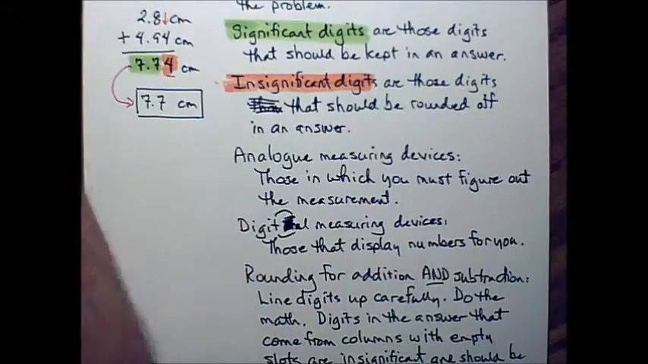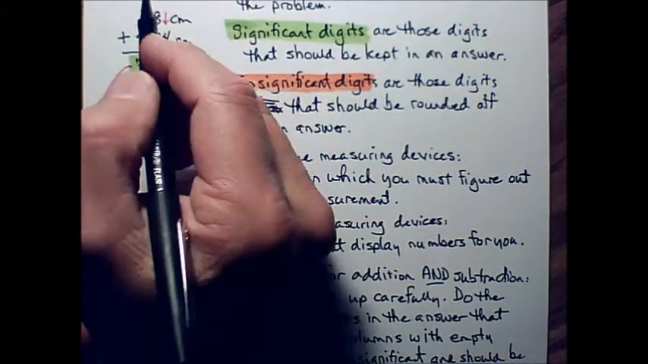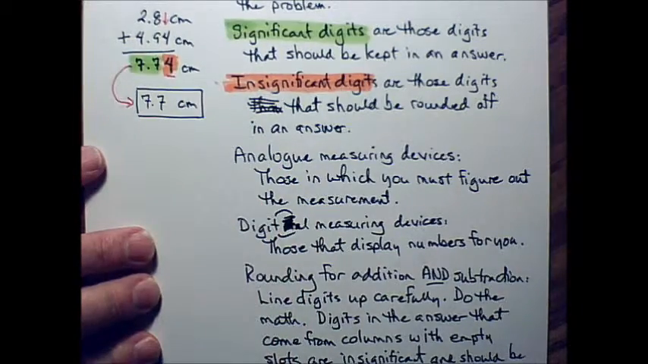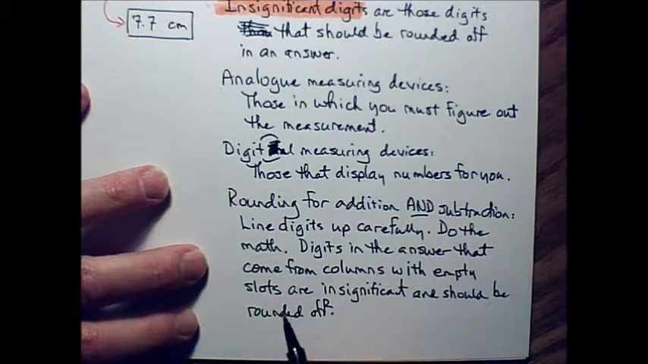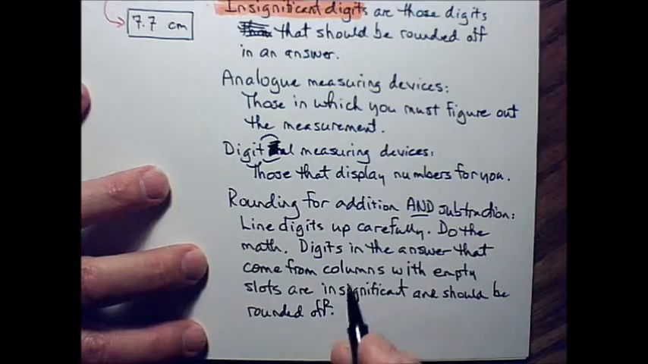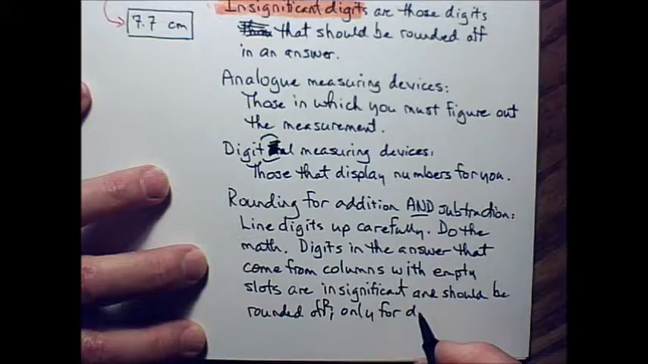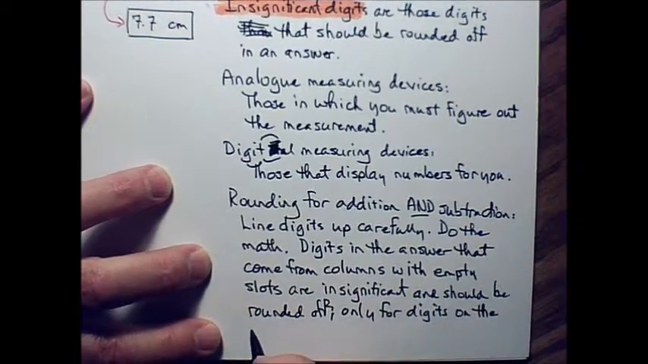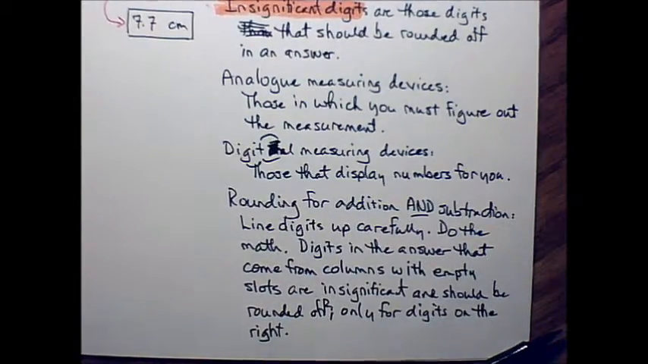And all these rounding rules in addition and subtraction only apply to digits to the right. We don't have to worry about rounding off to the left, only rounding off to the right. So when we're talking about digits that come from columns with empty slots, their insignificance should be rounded off. This is only for digits on the right.